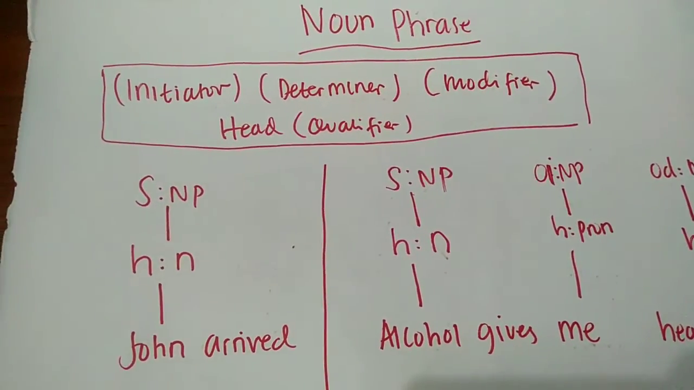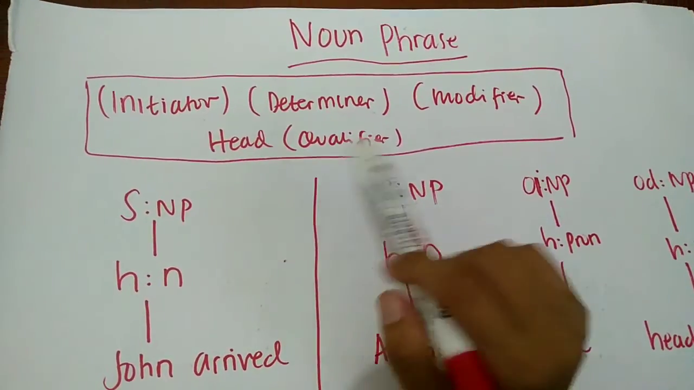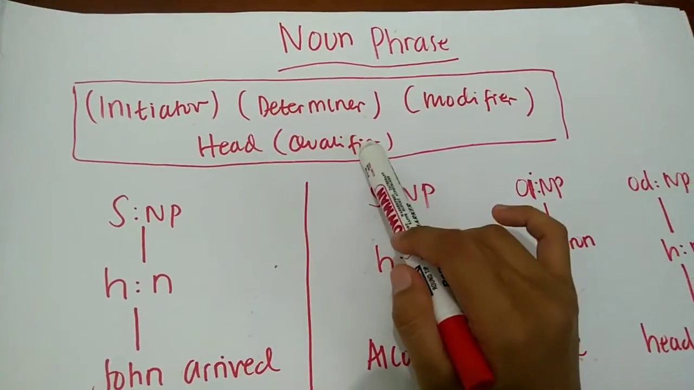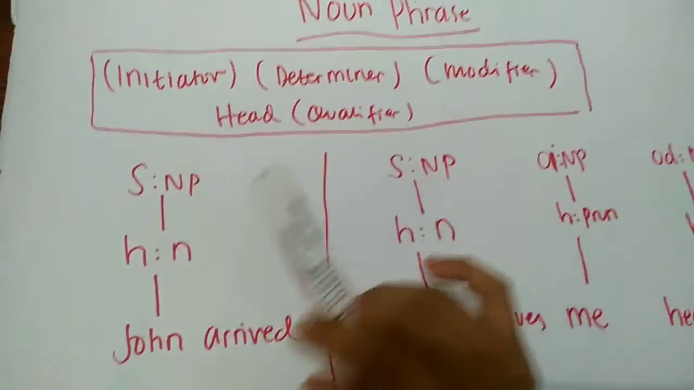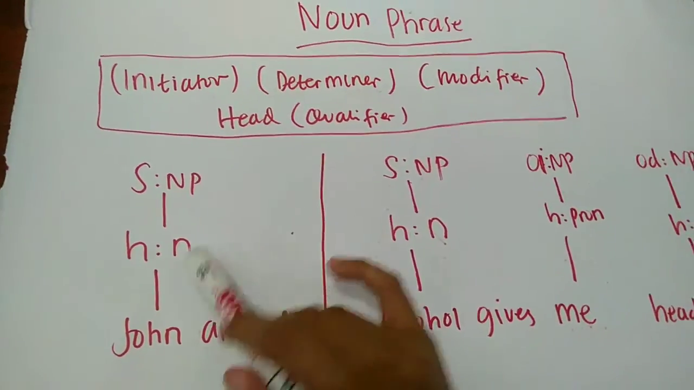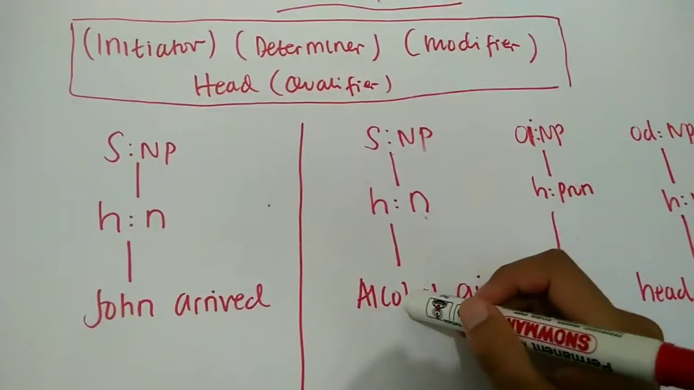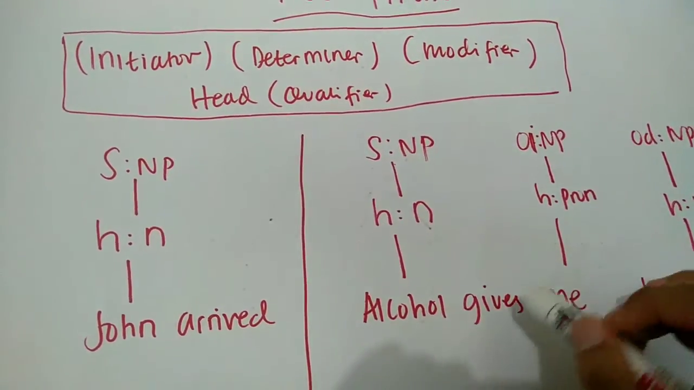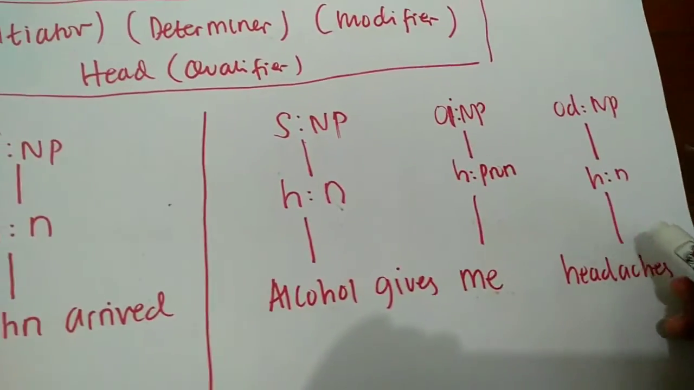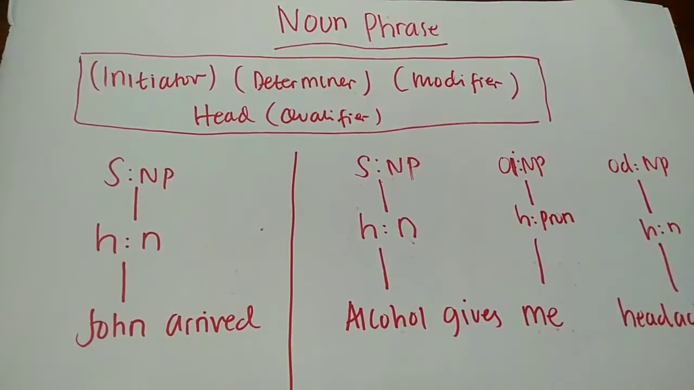Next is the tree diagram in noun phrase. This is the structure of a noun phrase: initiator, determiner, modifier, head, and qualifier. The example is John arrived. John is a head noun. And then, alcohol gives me headache. Alcohol is a head noun, me is a head pronoun, and headache is a head noun. So that is the example of tree diagram. So that is my explanation about the material I have learned in syntax.